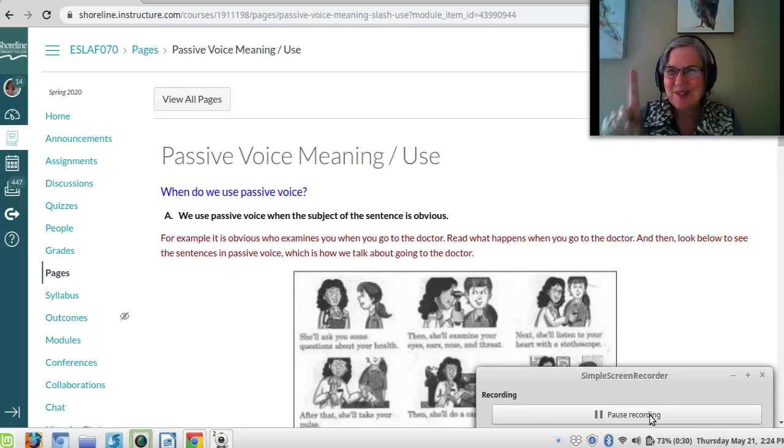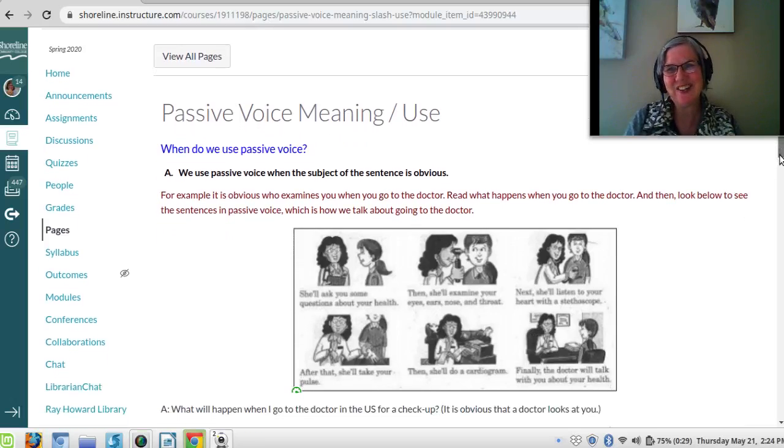So that goes to why we use passive voice, why we use it. What is the meaning and use? When do I use passive voice? So let's go through that today. And we're going to study passive voice until the end of the quarter.